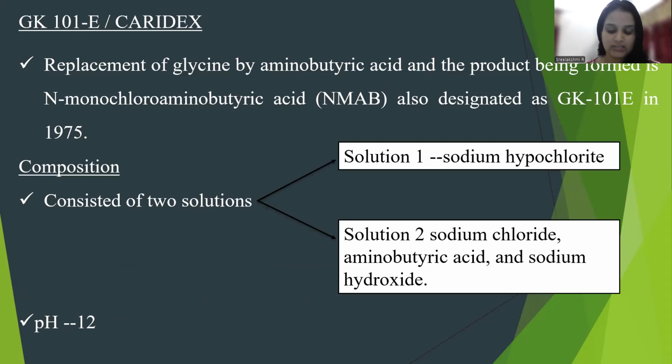In this, as I told, the sodium hydroxide, sodium chloride, and glycine were added to the 5% hypochlorite in the ZK101. Here, this glycine was replaced by aminobutyric acid, and the product formed was N-monochloroaminobutyric acid, which is also designated as GK101E in 1975. So this composition is actually of two solutions. Solution 1 is sodium hypochlorite, and solution 2 is sodium chloride, aminobutyric acid, and sodium hydroxide. This had a pH of 12.